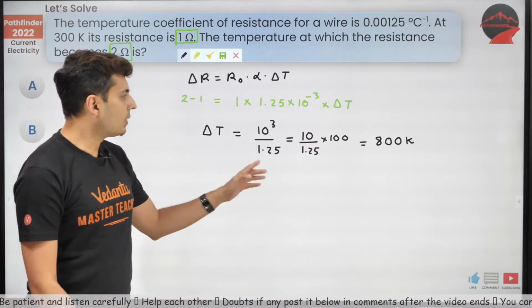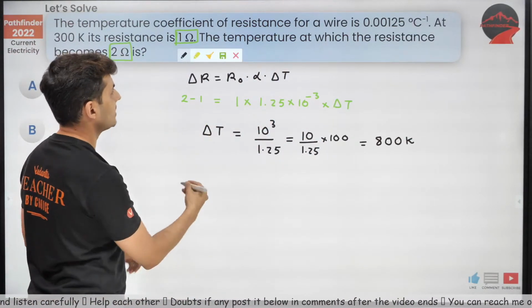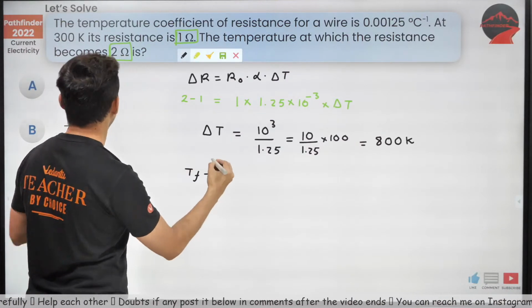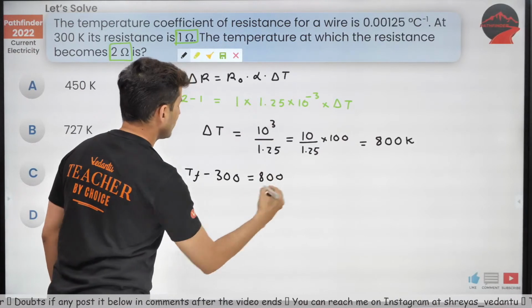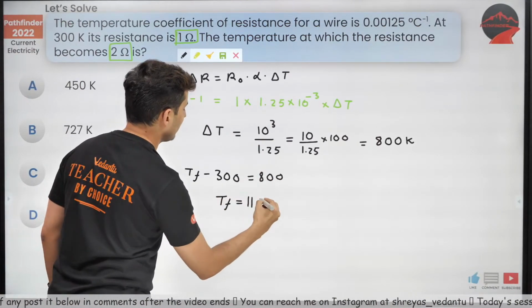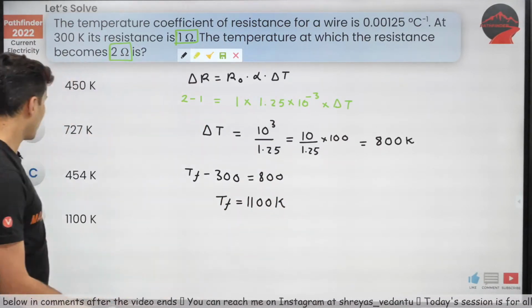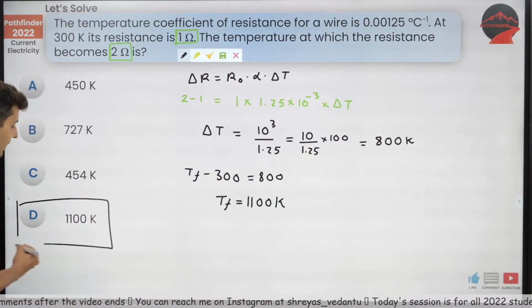Well, very good. So what is the temperature difference? That will be final temperature minus initial temperature, which is 300. It's nothing but 800. So naturally, the final temperature is 1100 Kelvin. Okay, that's option D. Very good.